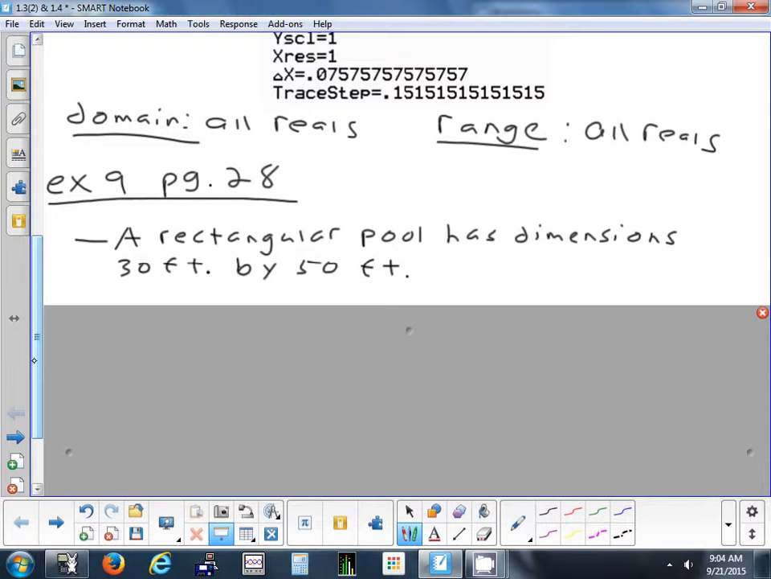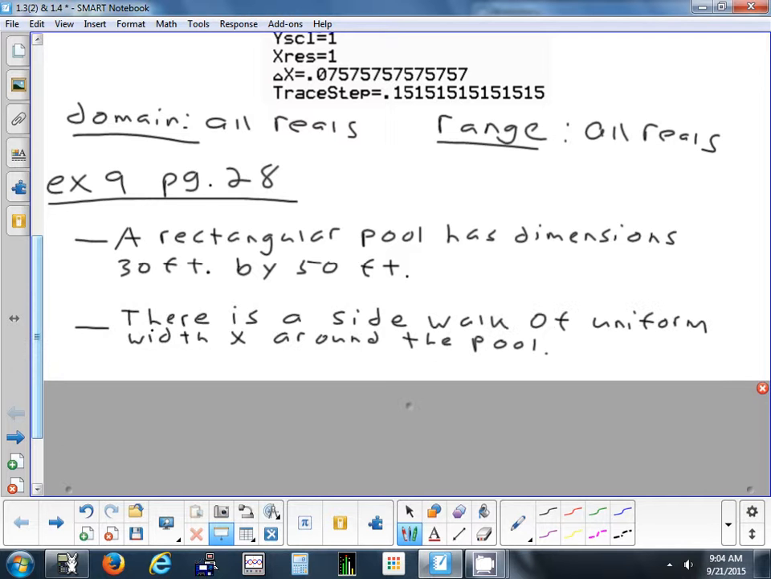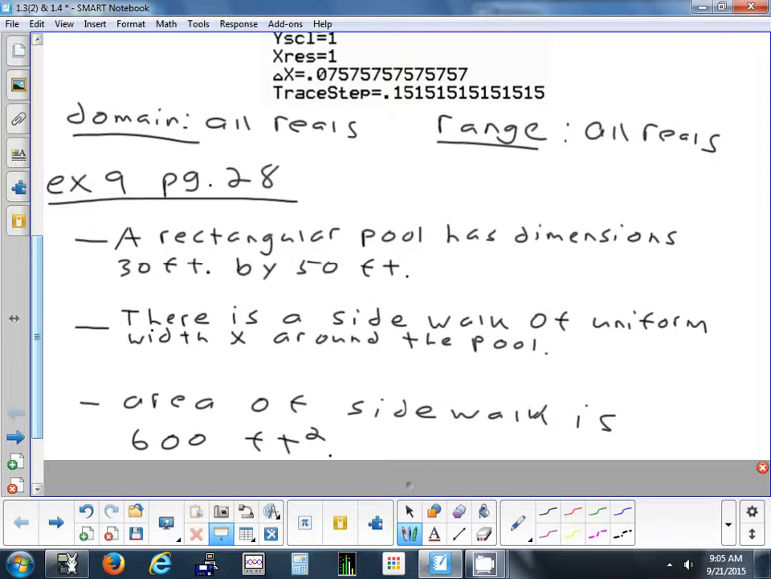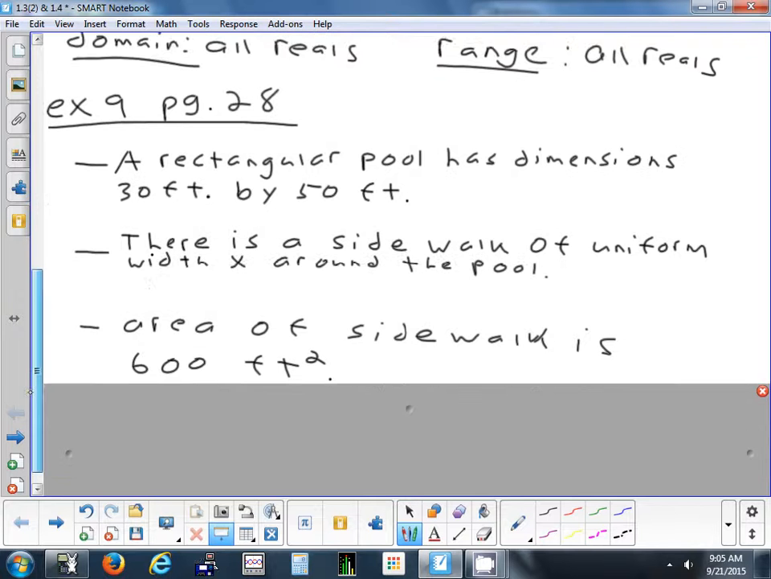All right, let's try to solve this one, and we'll use the calculator if we can. It says we're going to make a rectangular pool with dimensions 30 by 50. We're going to put a sidewalk around the pool, and the sidewalk is going to be the same width all the way around. They tell us that the area of the sidewalk we're going to build is 600 square feet. Based on that, I want to know how wide the sidewalk is going to be.